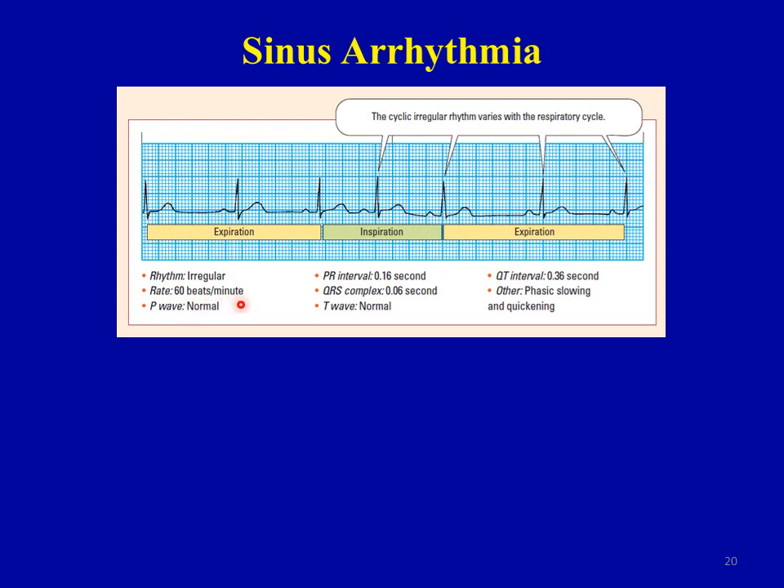The heart rate is 60 beats per minute, which is within the normal range. The P waves are normal and they are similar, preceding all the QRS complexes. The PR interval is within normal, 0.16 seconds. QRS complex within normal, less than 0.12 seconds. T waves are normal. The QT interval is also within the normal range. And we have phasic slowing and quickening of the heart rate. This cyclic irregular rhythm varies with the respiratory cycle. So the rhythm is irregular, and the heart rate is 60 to 100 beats per minute.